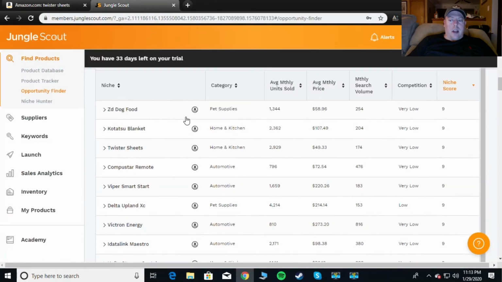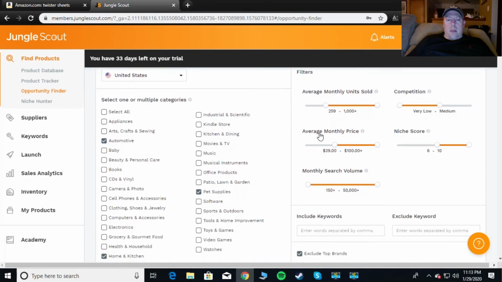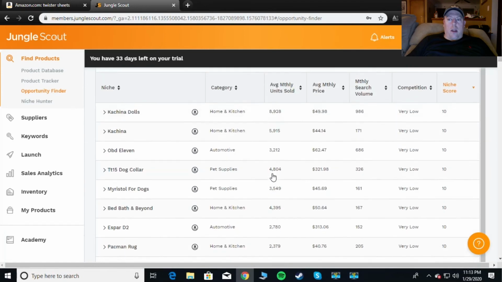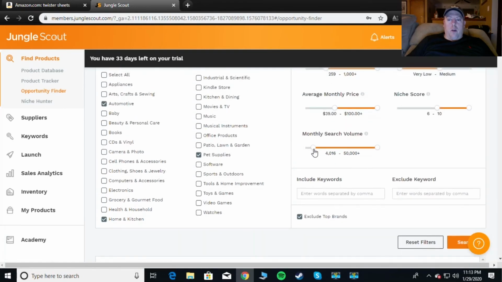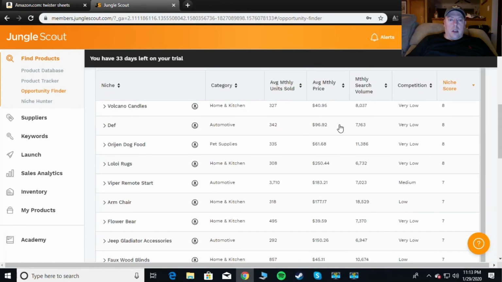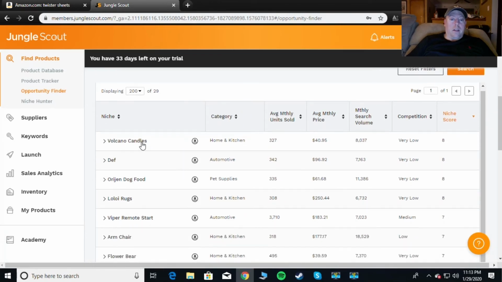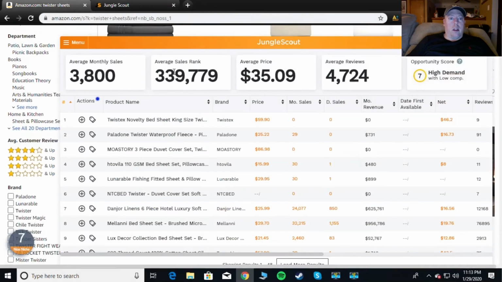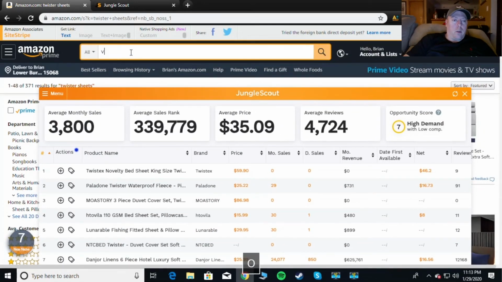But anyway, guys, I wanted to talk about Opportunity Finder. So, we can look through this. There's a lot of things here. We've got 3,000 results. It's a lot to look through. If we do go up on a monthly search, if you just want to kind of find something, this will narrow it down to 29. There you go. So, volcano candles. I'm not sure what those are. We can check those out. But you can see how you can find stuff fairly quickly with this, which is really cool.